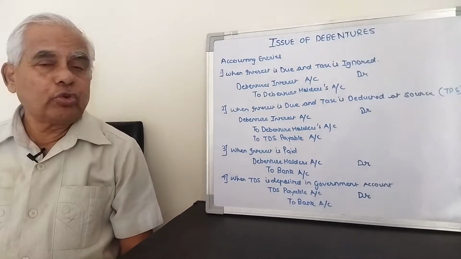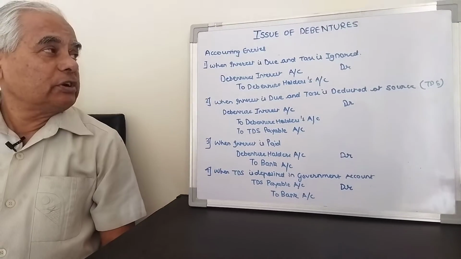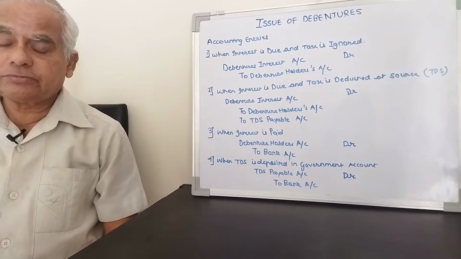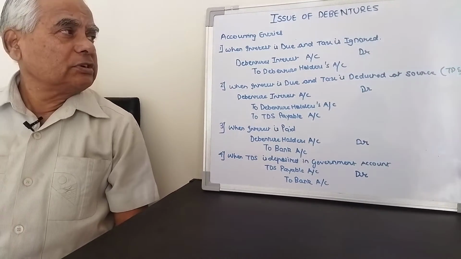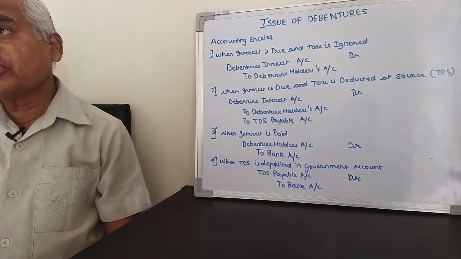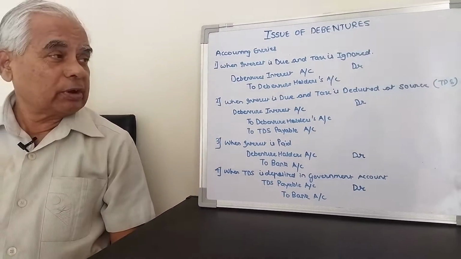Hello friend, issue of debenture. Now we try to see the accounting entries, interest paid to the debenture holder. Here generally tax deducted at source we find. It is the responsibility of the company that tax should be deducted at source and then paid to the government.